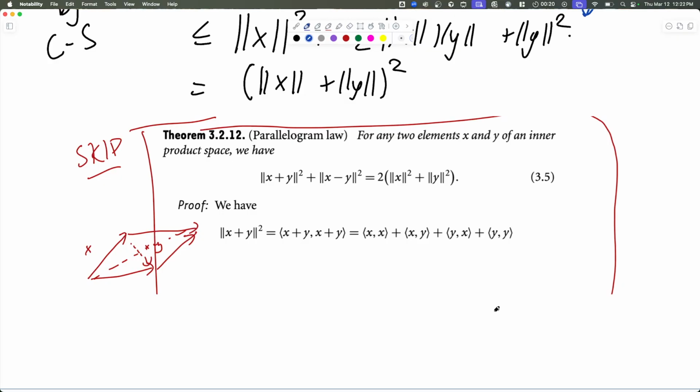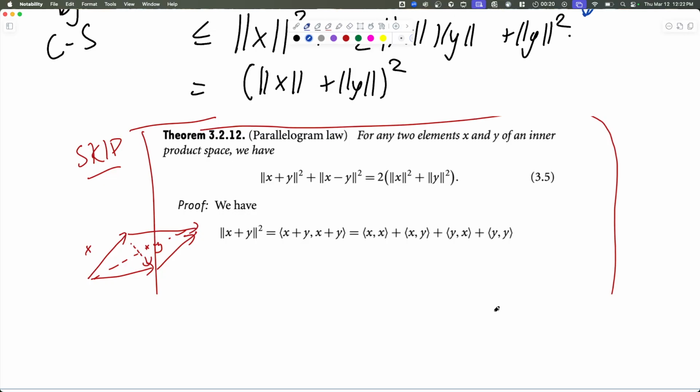The length satisfies this property: the length of x plus y squared plus the length of x minus y squared equals twice the length of x squared plus the length of y squared. And the proof is just expanding it out. This is something you can do in inner product spaces. I believe it's true that every normed vector space that satisfies the parallelogram law must be an inner product space. I think that's the only reason to learn the parallelogram law.